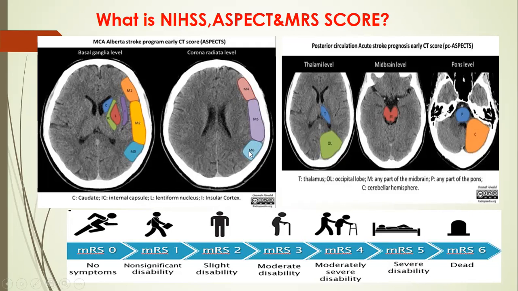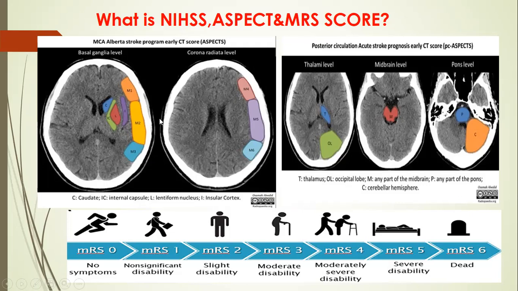Whenever a stroke patient comes, you see the patient is having right hemiplegia. You look at the left hemisphere, and you see these structures: 1, 2, 3, 4, 5, 6, 7, 10. Total 10 in number.